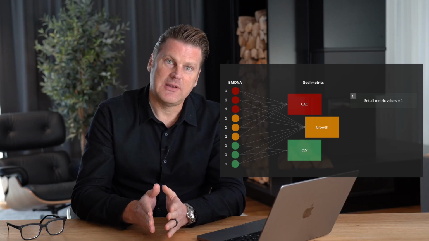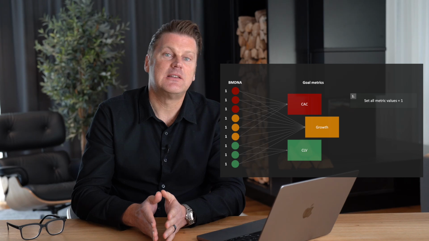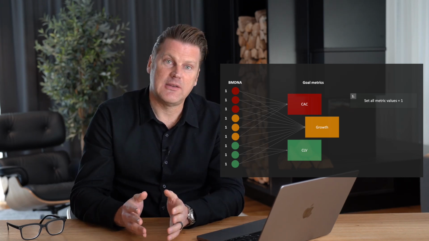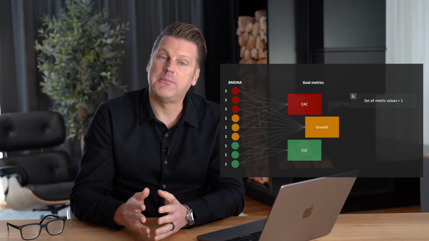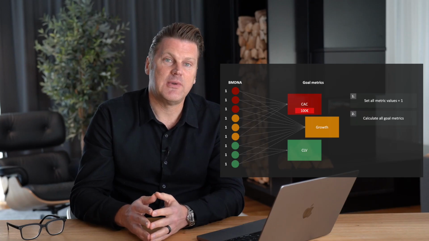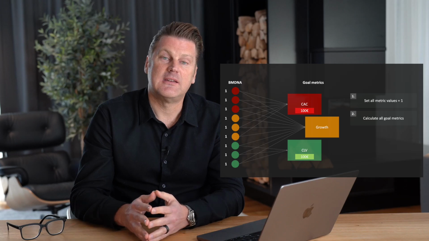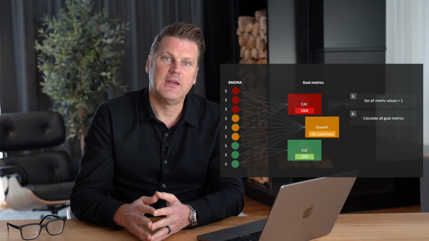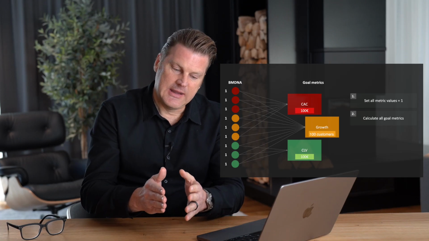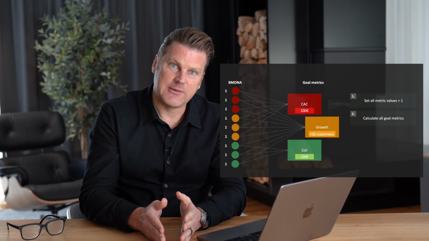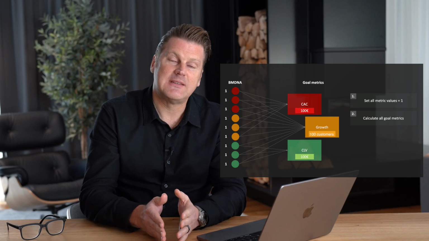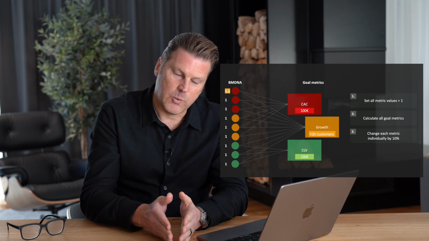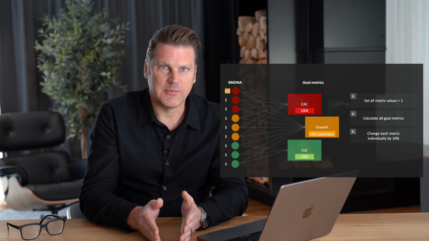And then based on your business model DNA, you calculate the goal metrics. So for example, as just an example, you might calculate that the customer acquisition cost might be 100, that the customer lifetime value might be 100, and that the growth rate is 100 new customers per month, for example. In the next step, you individually change each metric value. You increase the metric value by 10%. So let's start with the first one. Let's increase the value from 1 to 1.1, which is a 10% increase.